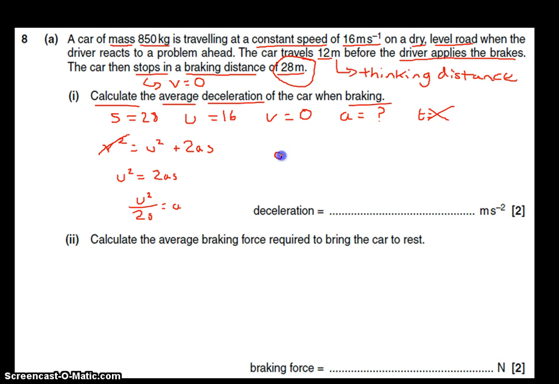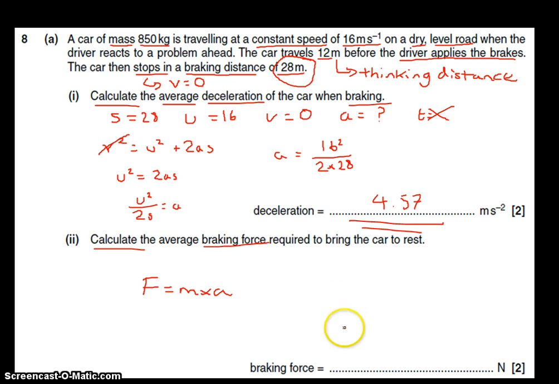I then put my numbers in, so acceleration is going to be equal to 16 squared divided by 2 times 28. And I do that on my calculator and I will get my deceleration, which for this question is 4.57 meters per second. So those numbers can then be used in further equations, so you may want to have a go at this question, which is a nice simple one that follows on from that. You've just calculated the acceleration, you need to know the braking force, so you're going to use F is equal to mass times acceleration. I won't do that one for you, the mass is given to you in the question, it should be nice and easy.